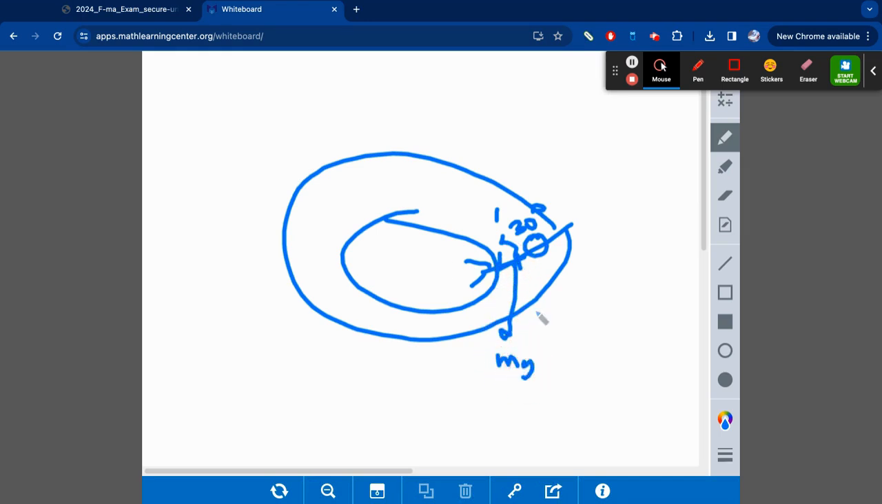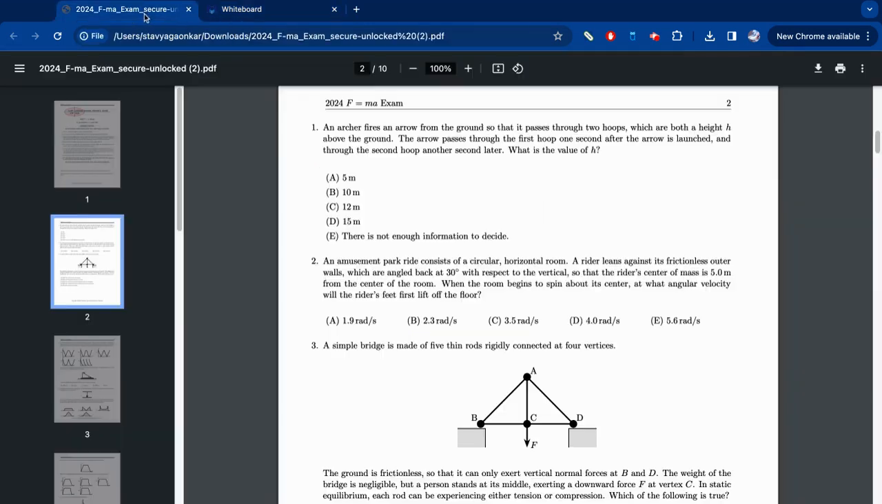we have gravity acting downward. We have a perpendicular normal force from the walls, and we also know it's frictionless. There's no friction from the walls, but there's going to be normal force. You can say this is N1 and N2. And we also have friction from the floor of the circular room. So we're asked to find what the angular velocity is when the rider's feet first lift off the floor.